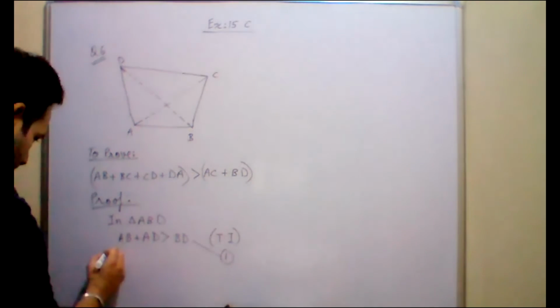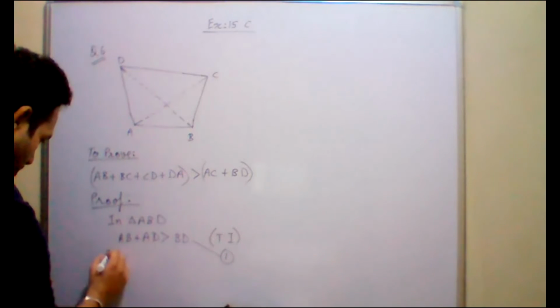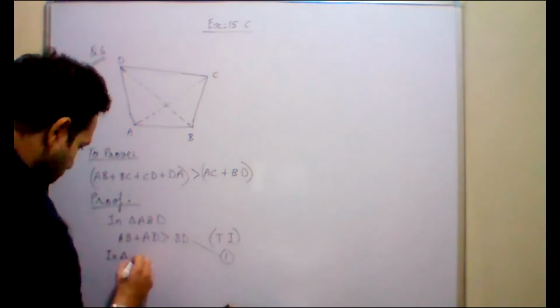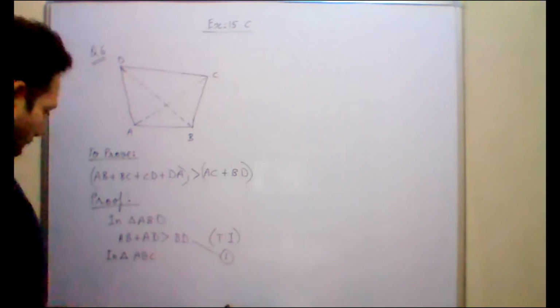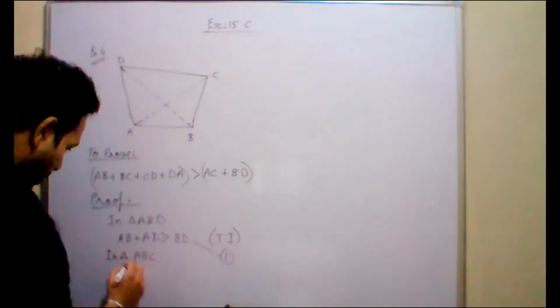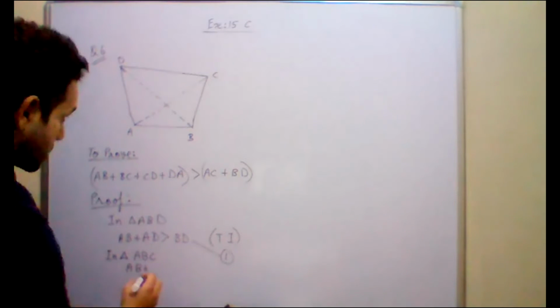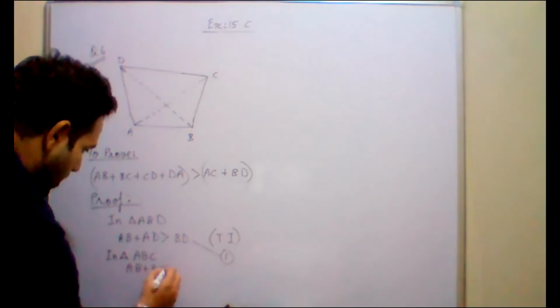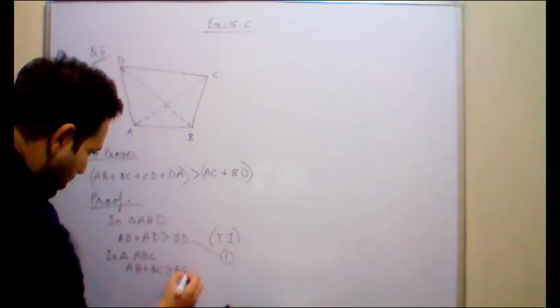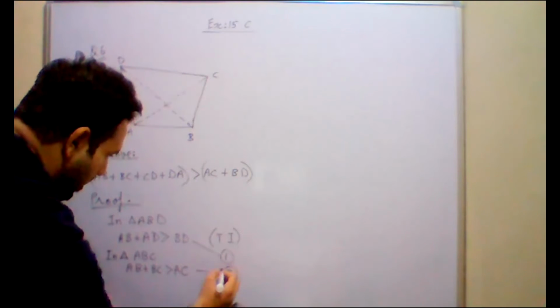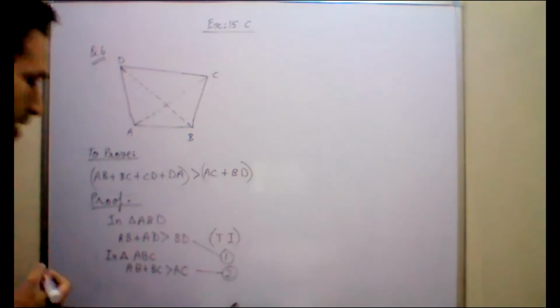Similarly, in triangle ABC, AB plus BC is greater than AC. AB plus BC is greater than AC. This is your second inequality. So we will be making 4 inequalities in this.